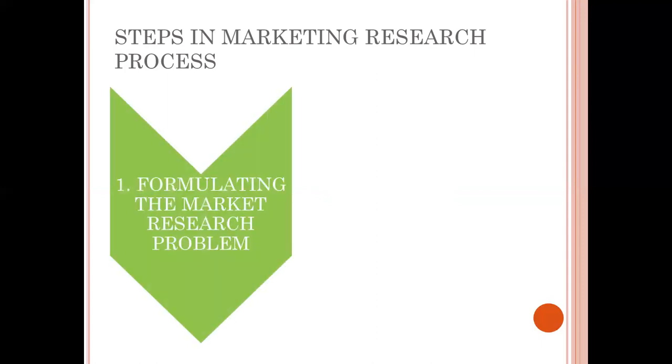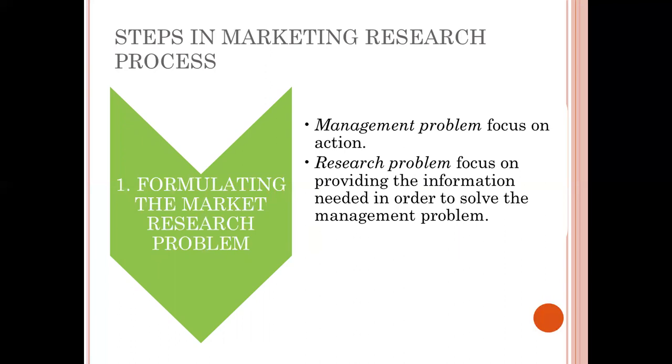The first step is to formulate the market research problem. In many ways, research starts with the problem that management is facing. This problem needs to be understood, its cause diagnosed, and solutions developed. A management problem must first be translated into a research problem, which in turn provides the information needed to solve the management problem. Once the problem is approached from a research angle, finding a solution is easier.